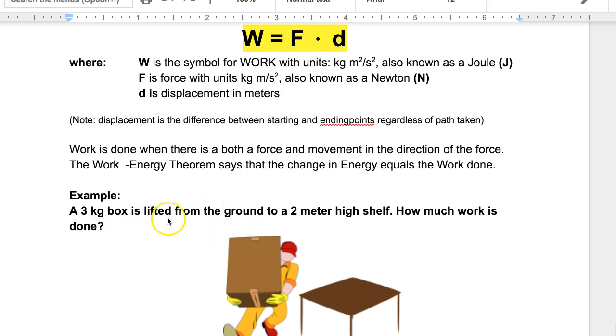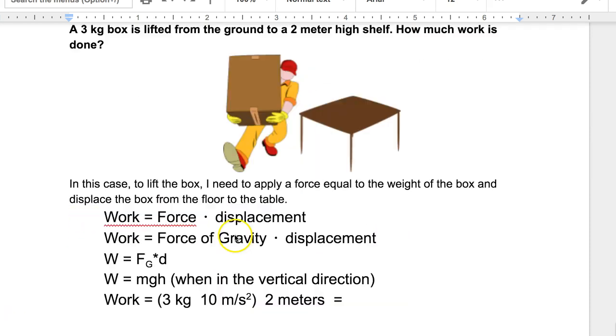In this case, we have a 3 kilogram box lifted from the ground to a 2 meter high shelf. We're looking at how much work is done. Well, it's force times distance. What's the force? Well, the force in the vertical direction is the force of gravity. The force of gravity, we abbreviate F sub g, and that equals mass times acceleration due to gravity. The distance is vertical, so it becomes the height that it's lifted to. And if we look at this formula, we see that, wow, that work ends up becoming the formula for gravitational potential energy, mgh, mass times acceleration due to gravity times height. So work done in the vertical direction is how much gravitational potential energy an object gains.